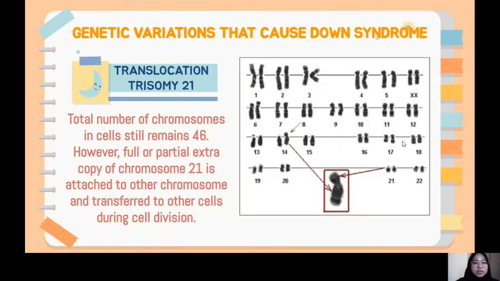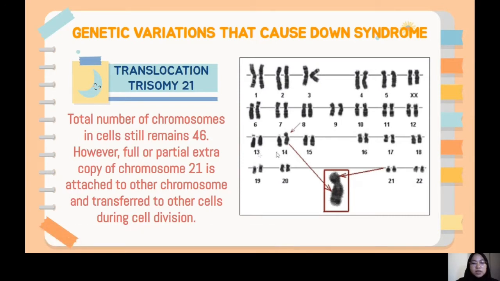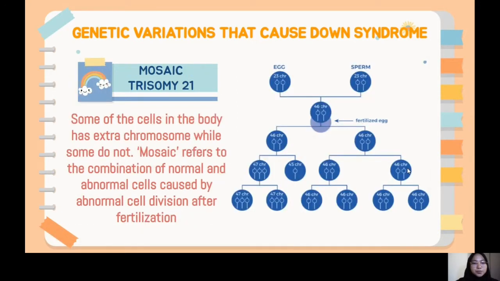Next is translocation trisomy 21. This is the only form of Down syndrome that can be inherited. In this case, the total number of chromosomes is still 46. However, some part of chromosome number 21 attaches to another chromosome. In this picture, you can see it attached to chromosome number 14. It can also attach to chromosome number 13, 15, and 22.